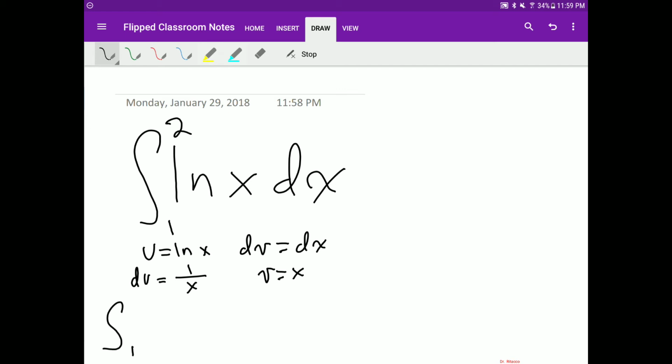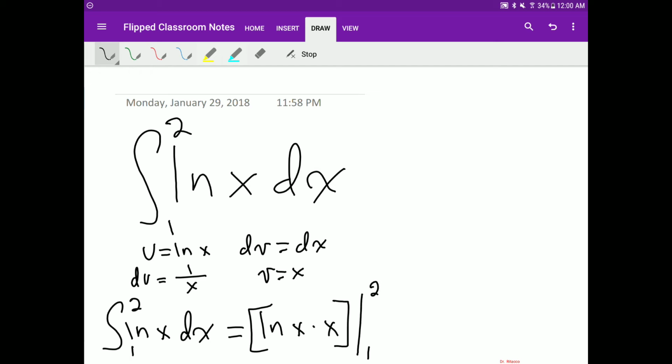Right? So the integral from 1 to 2 of the natural log of x dx is equal to u times v, natural log of x times x. Now here's where the first difference comes, right? We need to evaluate our uv on our limits, 1 to 2. And then minus the integral from 1 to 2 of v du. All right, so now we're looking at the integral of x over x dx.